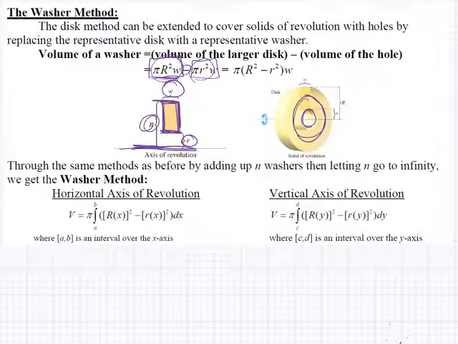And I can simplify that formula a little bit. They both have pi in them, so I could factor the pi out. They both have w in them, so I could factor the w out. And so I really have big R squared minus little r squared times pi times w. All right, so that is the volume of one washer.